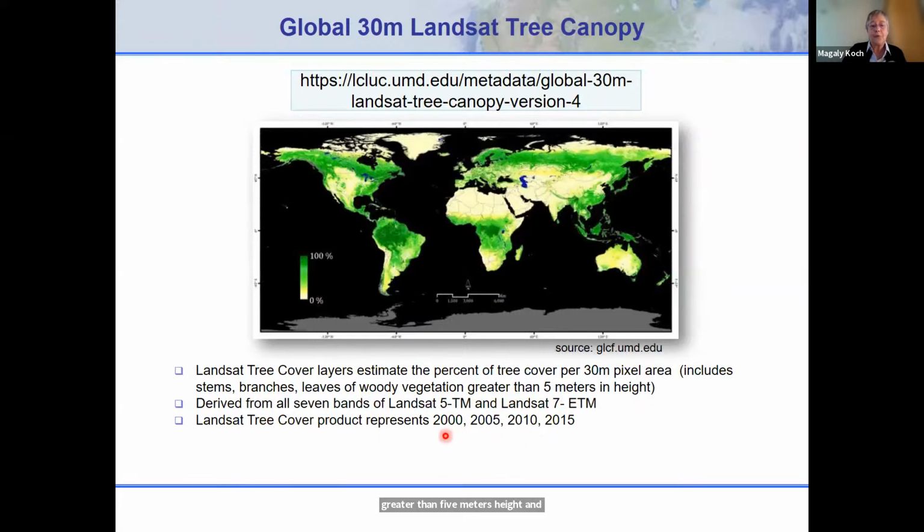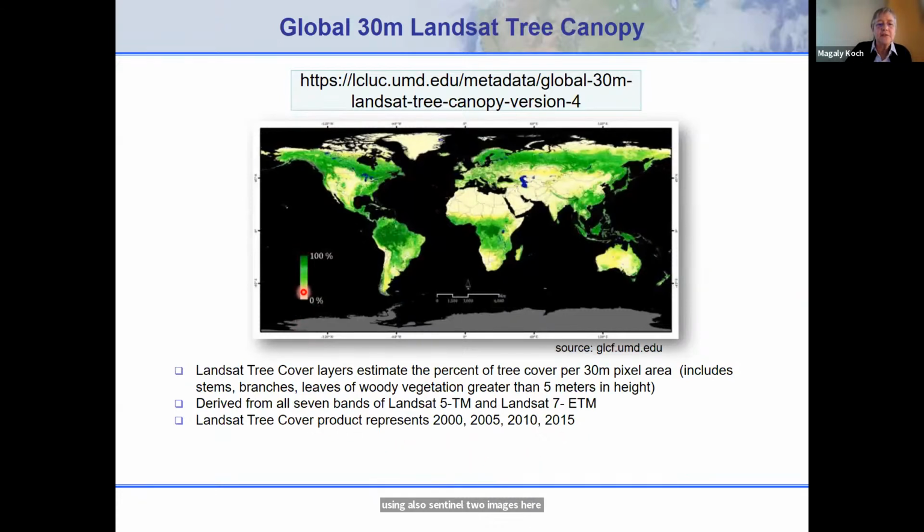And they're doing that for specific time intervals. So starting with 2000, 2005, 2010, 2015, and 2020 probably should be available soon. And they're using the Landsat mission because that's the one that provides the 30-meter pixel resolution. But from 2015 on, in addition to Landsat, we have Sentinel 2. So I wouldn't be surprised to see if they continue this effort using also the Sentinel 2 images.